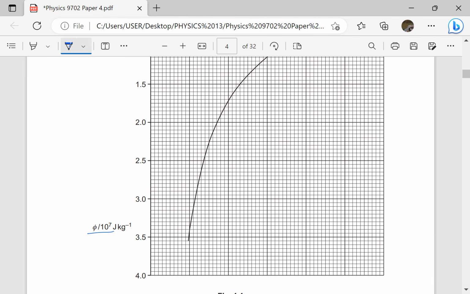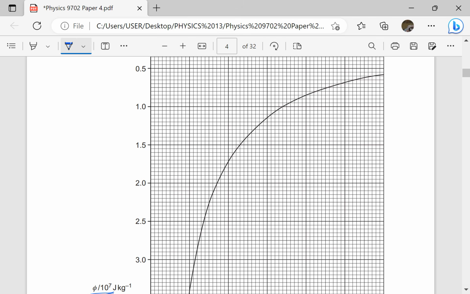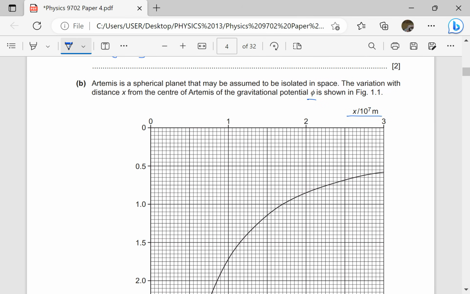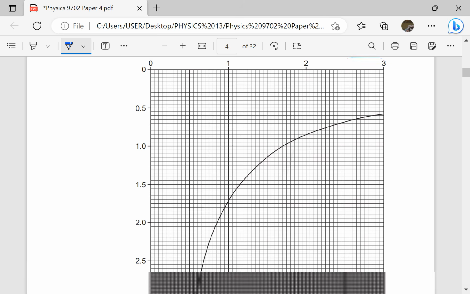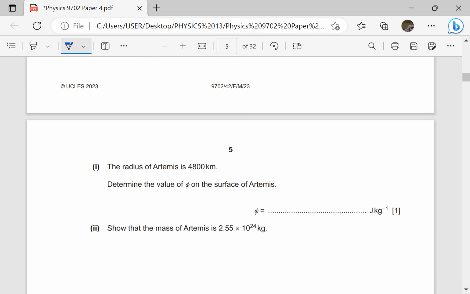Okay. So this is the graph. This is gravitational potential times 10 power 7, and this is distance times 10 power 7 in meters. Okay, so Artemis is a spherical planet that may be assumed to be isolated in space. The variation with the distance x from the center. So at 0, 0, that is at the center. The radius of Artemis is 4,800 kilometers.